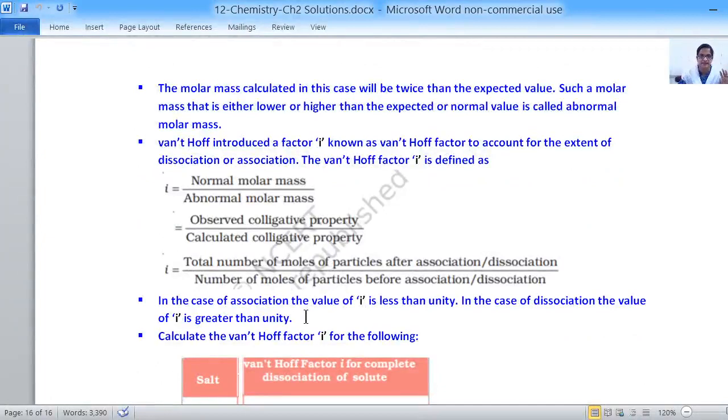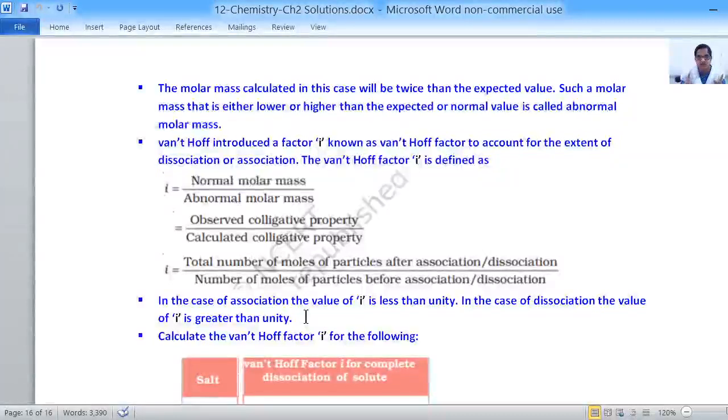Now another question is coming. In the case of association, if two molecules are combining together, the value of the Van Hoff factor i will be less than unity. In the case of dissociation, the value of i will be greater than unity, which means the i value will be greater than 1. So association means i will be less than 1. In the case of dissociation, the value of Van Hoff factor i will be greater than 1. You have to study it very carefully.